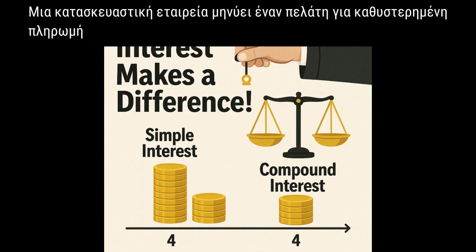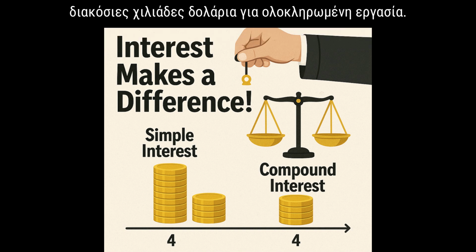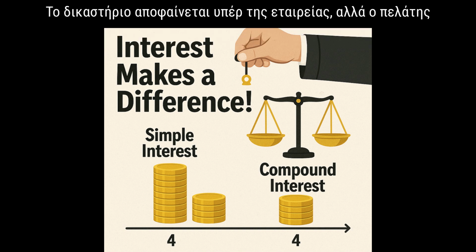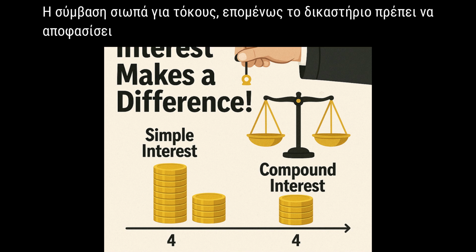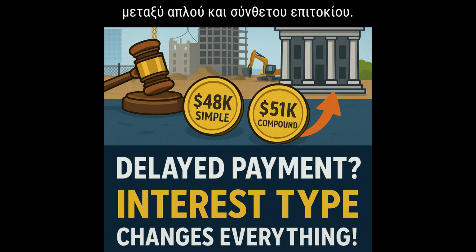A construction company sues a client for delayed payment of $200,000 for completed work. The court rules in favor of the company, but the client takes 4 years to pay. The contract is silent on interest, so the court must decide between simple and compound interest.